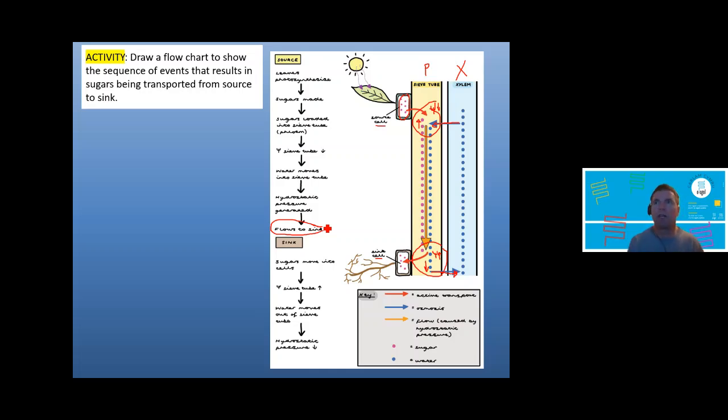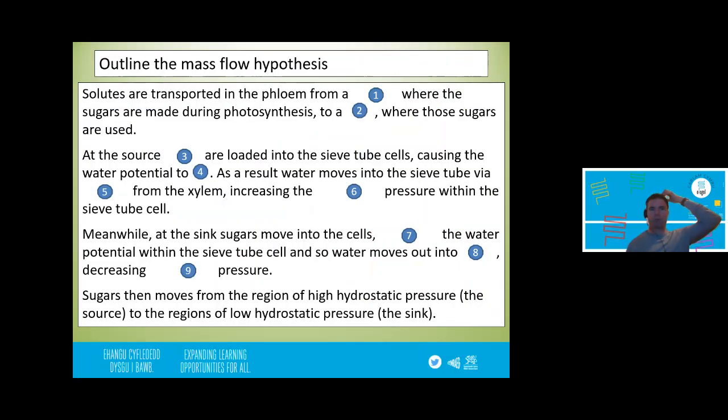I'm going to show you one more slide just to help with some of those key things. Again, you can pause this and do it in your own time, but I'll go through it now. Solutes are transported in the phloem from a source, where the sugars are made during photosynthesis, to a sink, where those sugars are used. We've said that before.